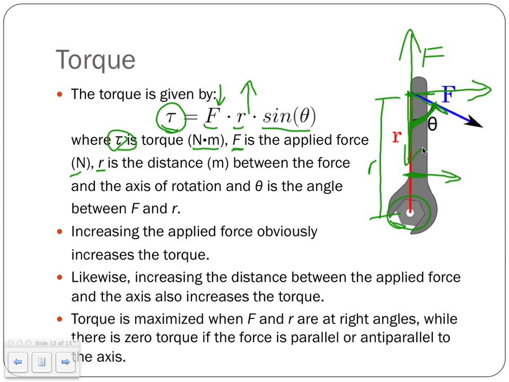And so maximum torque is going to be whenever the applied force is exactly perpendicular to the radius from the point of application back to the center of the axis of rotation. Minimum torque would be whenever they are parallel, the force and the radius that's there, or anti-parallel if it's pointing along the opposite way.